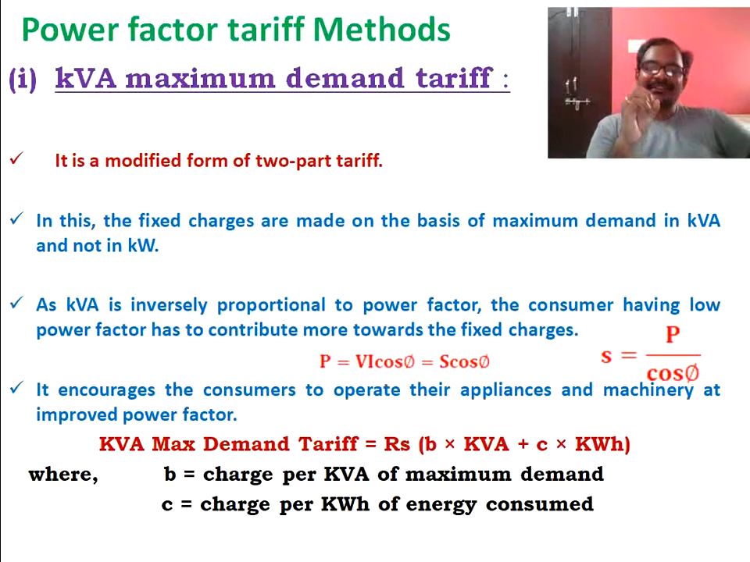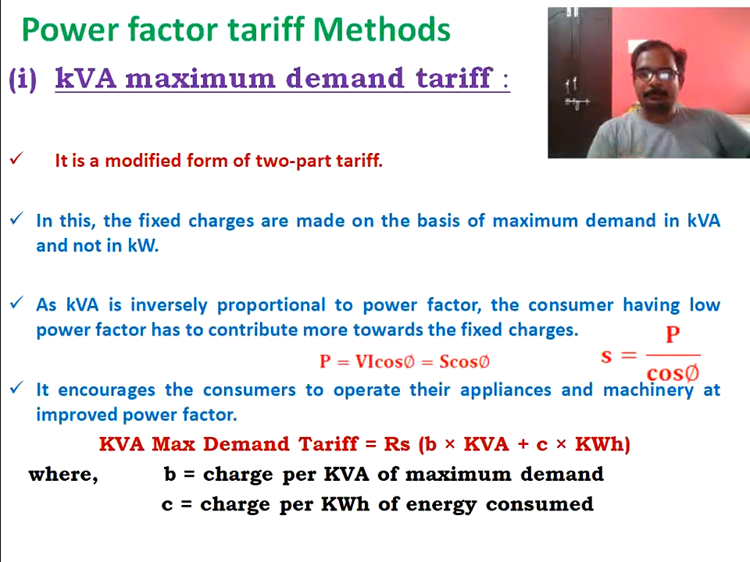Now there are three different types of power factor tariff methods. First one is the kVA maximum demand tariff. It is similar to the two-part tariff. What is the two-part tariff? We have B into kilowatt plus C into kilowatt hour. In place of kilowatt, we have kept the kVA. Therefore it is B into kVA plus C into kilowatt hour. B is the charge per kVA of maximum demand and C is the charge per kilowatt hour of energy consumed. Why? Because I have taken kVA here.